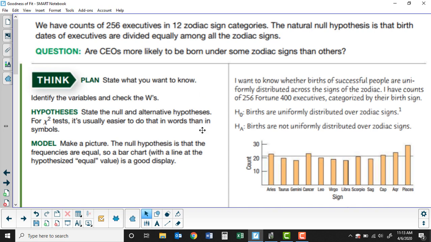So first, we're going to lay out the data. We have our null hypothesis: births are uniformly distributed over zodiac signs. Our alternative hypothesis is that these births are not uniformly distributed over zodiac signs. And I know they're not all the same. This 21.3 line right here is where it should be, but notice we've got some over, we've got some under. So just on initial inspection, it appears that there's not really that much of a difference between what we see here and what we should normally see.